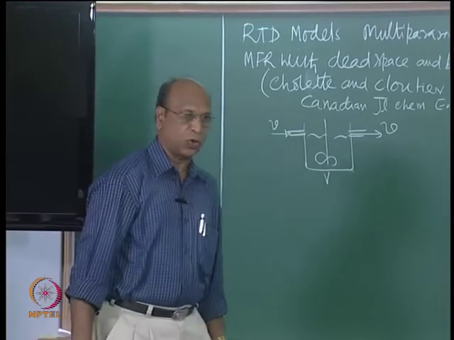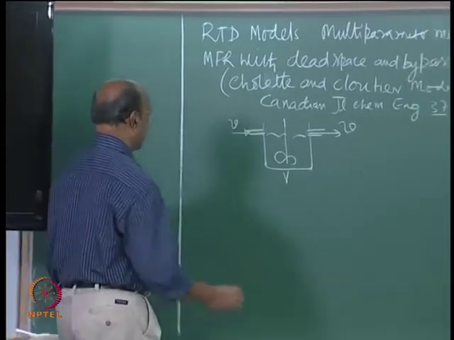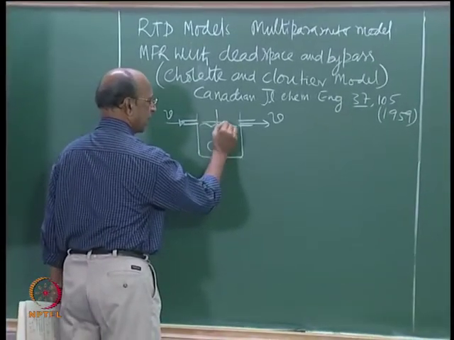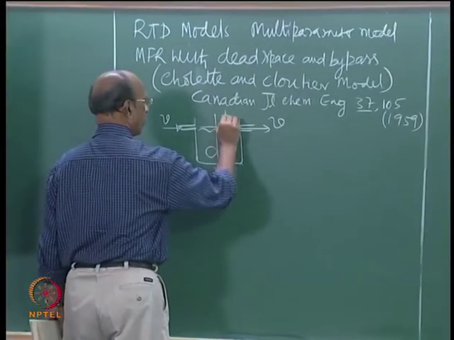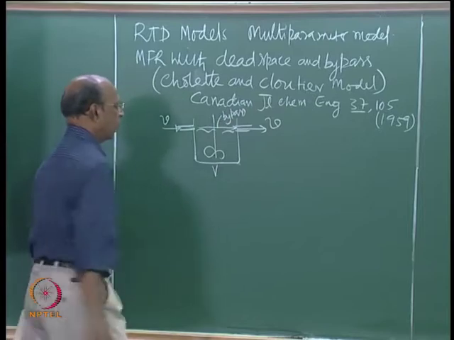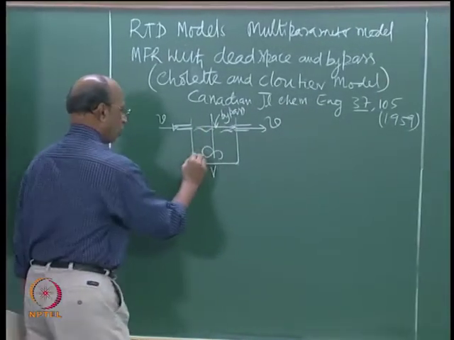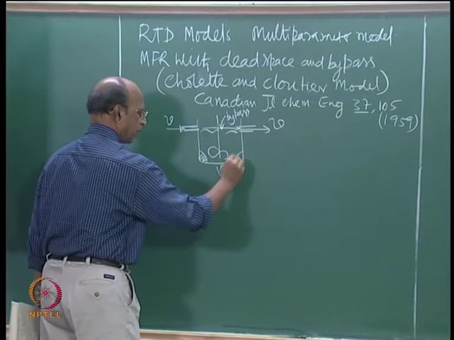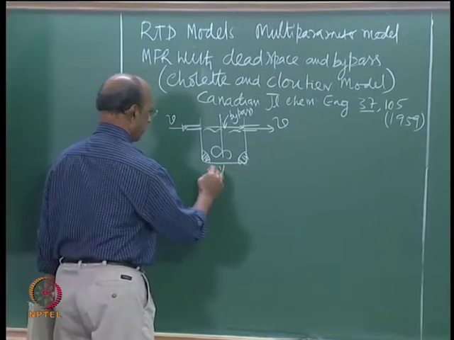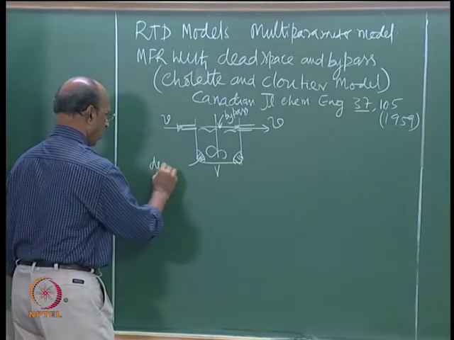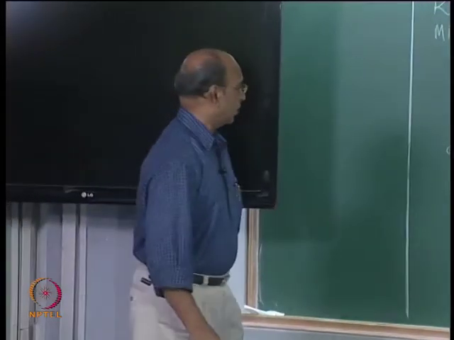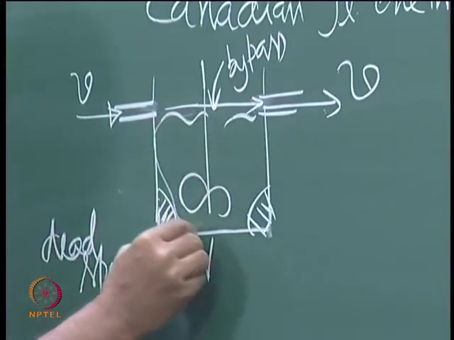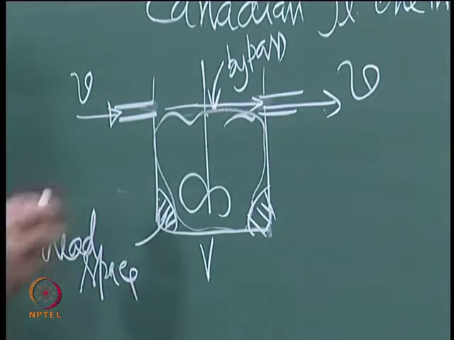Here, what we can expect as non-idealities will be the bypass, going straight like this without spending much time, and you may also have dead space. So, when I have this situation, how do I model? That means I have an active zone, then some volume in dead space and some bypass.